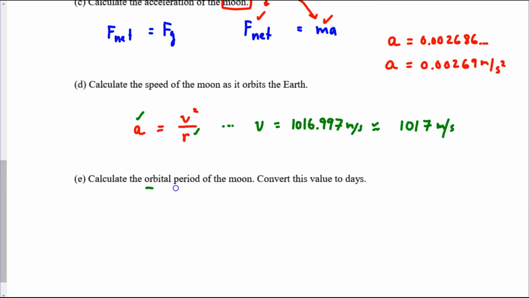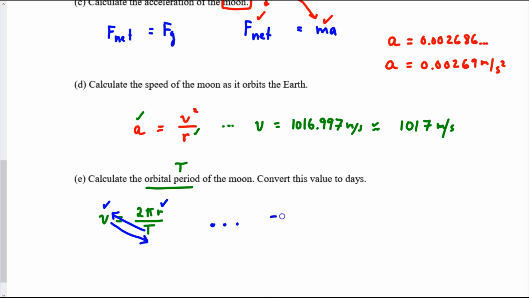Next, we have to find the orbital period. That's capital T. If we know the speed and we know the radius, there's an equation that relates the two. Plug in the speed, plug in the radius. Remember, you have to get T out of the denominator first before you go solving. So multiply both sides by T and then divide both sides by speed.